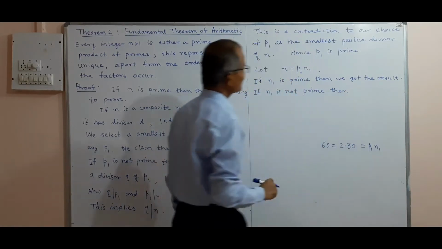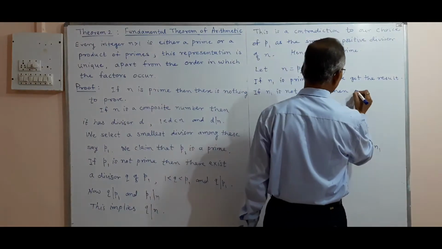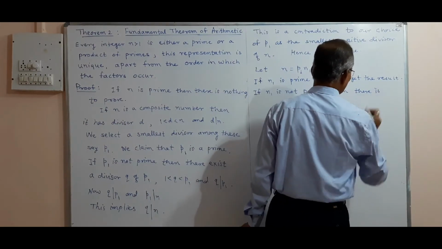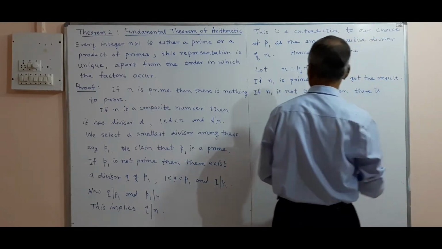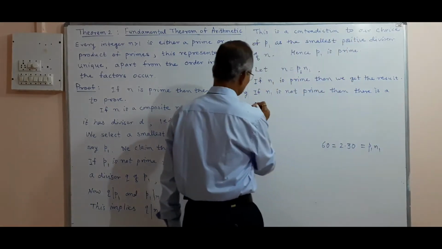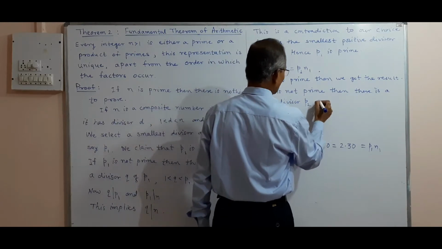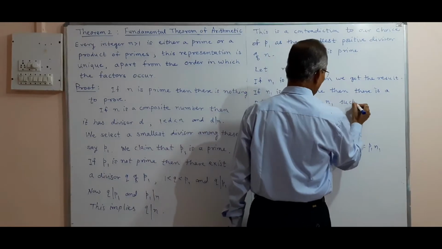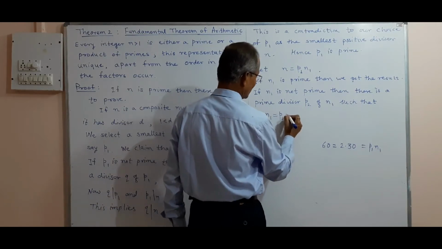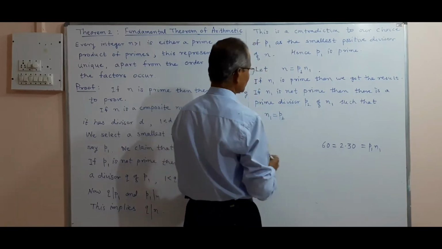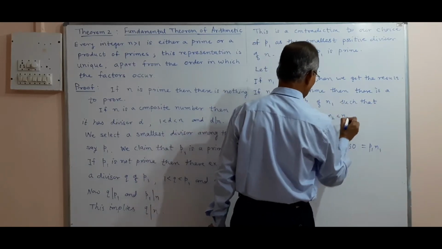then as in the first case, where we have written N as P1 N1, there is a prime divisor P2 of this N1 such that N1 can be written as P2 into N2, and this N2 is less than N1.